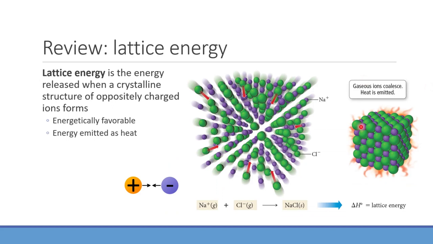I want to talk briefly about lattice energy because we want to remember where this energy comes from. So we calculate the lattice energy of a crystalline solid by shooting gaseous sodium ions and chloride ions, for example, at each other, and then they coalesce and form a structure. And there's an amount of heat released, and that heat that is emitted is what is measured. So this is an energetically favorable reaction. That energy is emitted as heat, and that comes from the Coulombic attraction between the positive and the negative ions.